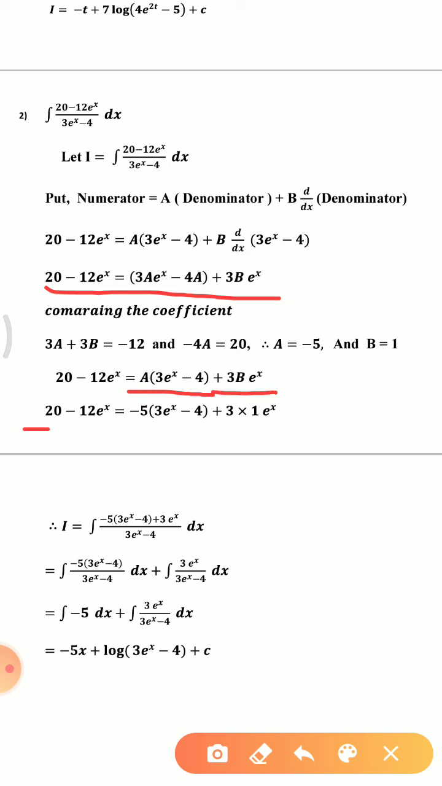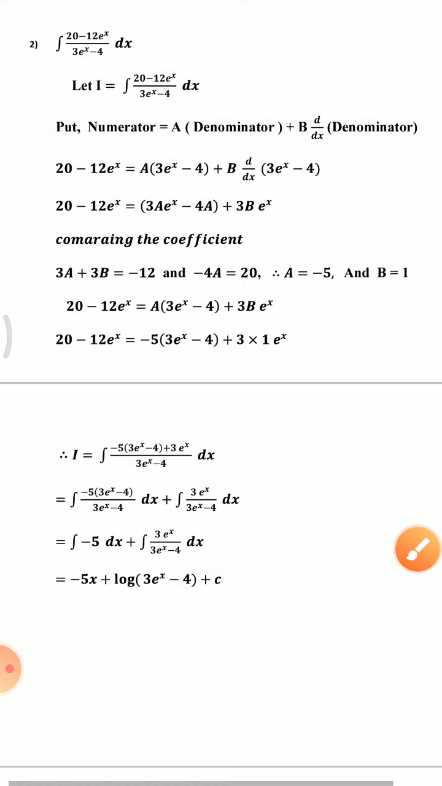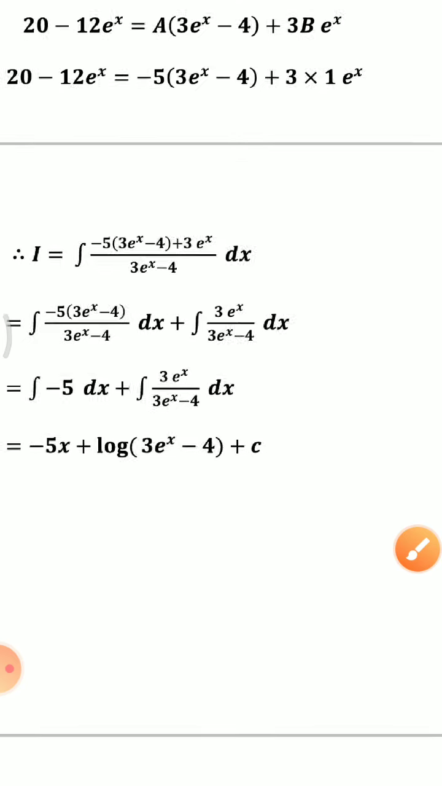That is 20 − 12e^x is equal to −5 into (3e^x − 4), where the value of a is substituted as −5, plus the value of b is 1, so 3b e^x is 3 into 1, that is 3e^x. That means 20 − 12e^x is −5 into (3e^x − 4) plus 3e^x. After that the new integration is formed.